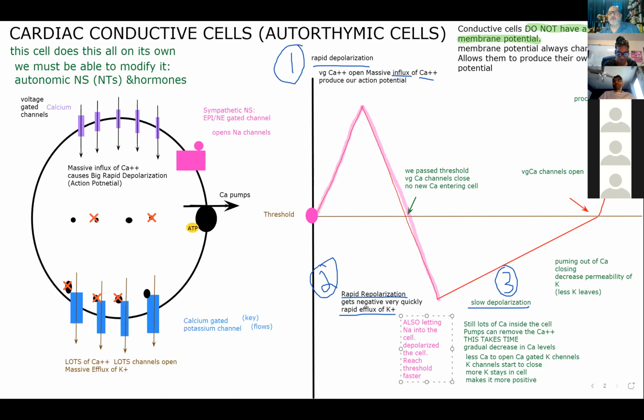So now what's happening is I am depolarizing it much faster, and I reach threshold much faster. And what happens when I reach threshold? Voltage gated calcium channels open, massive influx of calcium. There you go. Massive influx of calcium, massive efflux of potassium. And then I start a rapid depolarization again.